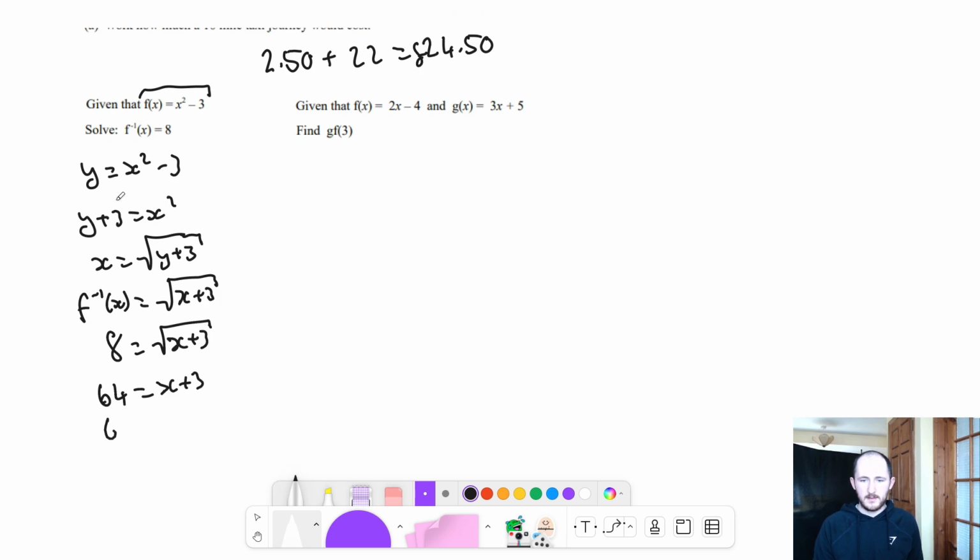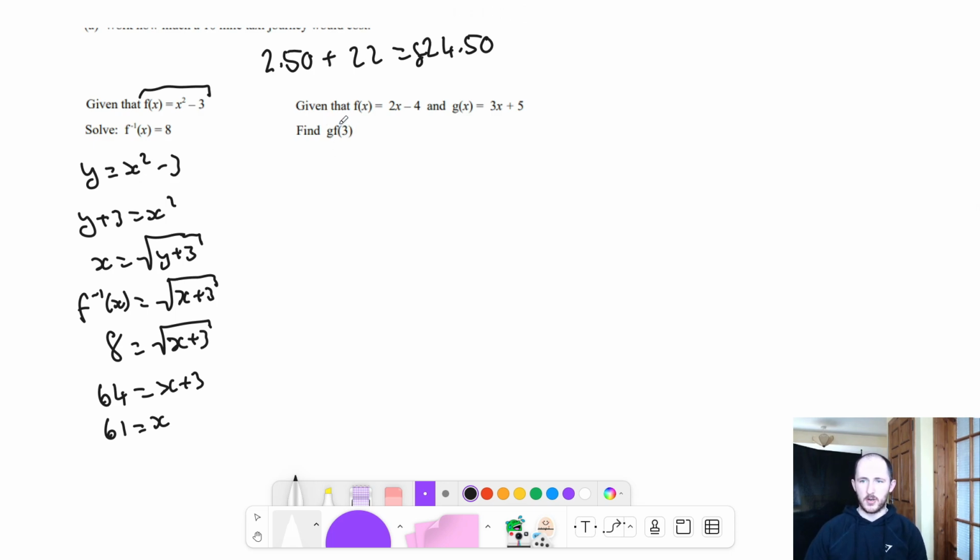Subtract by 3, so x is 61. Now, for the functions one, or composite functions, they always operate like this, and you always work from the right to the left. So it's kind of backwards to what you might expect. Okay, so it's saying find gf of 3.